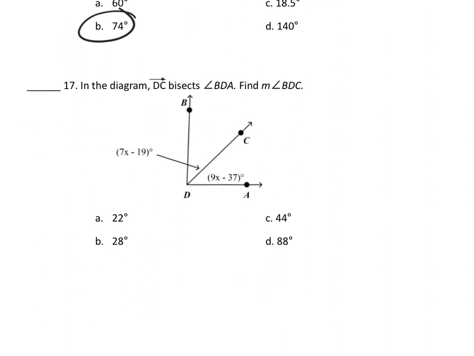It says in the diagram, ray DC bisects angle BDA. Okay, again, we see the bisects. We know that means that they are congruent. If we know that they are congruent, we know that they are equal. The question here asks me to find angle BDC. I'll help you set it up, but you're going to finish it.